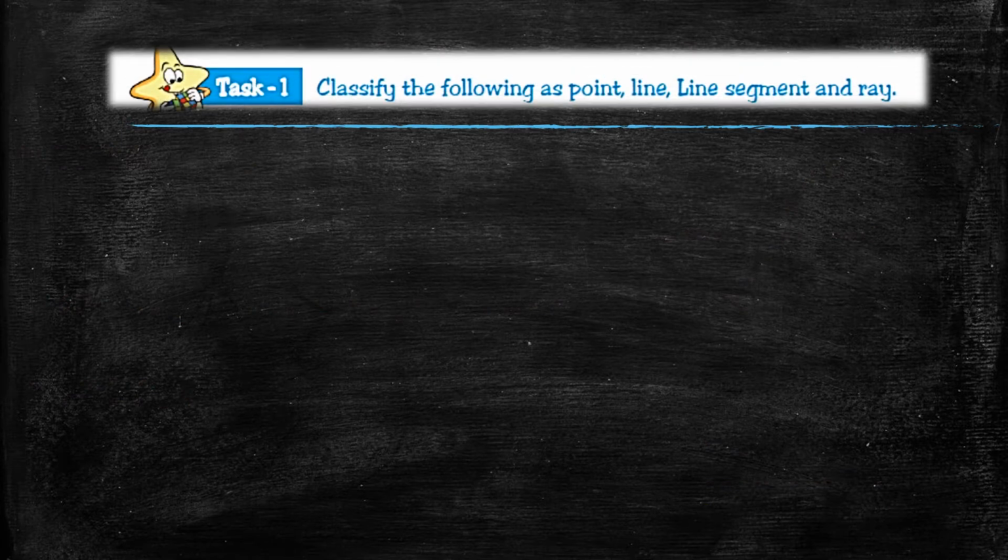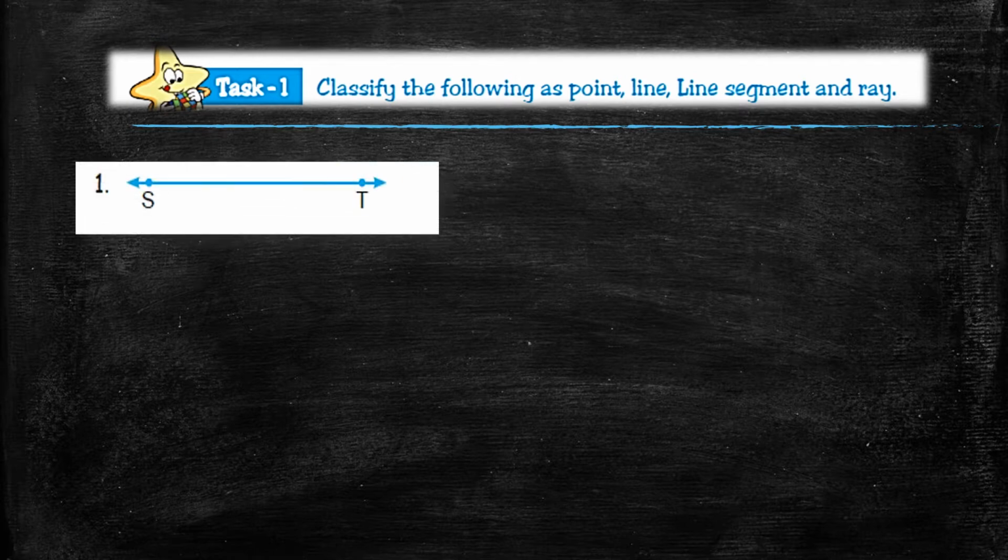Now let us do task 1. Classify the following as point, line segment or ray. So first I'm going to do the first sum. Consider this figure. It has two arrow marks at the two ends, which means if you have arrow marks, it is a line, correct? So it travels in the direction of S and T endlessly. So line ST, this is a line.